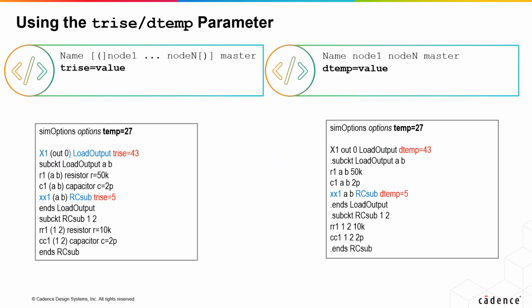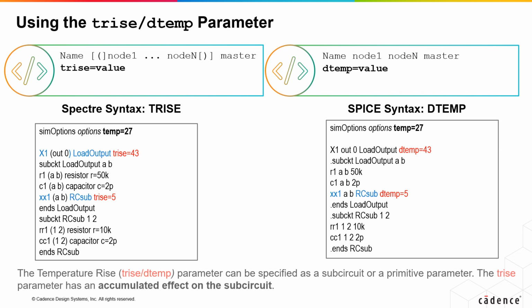Using the tRise or dtemp parameter. To an instance statement, you can specify the temperature rise parameter as a subcircuit or a primitive parameter. For Spectre syntax, we use tRise, and for Spice syntax, we use dtemp. This parameter has an accumulated effect for the subcircuit. In this case, we have the simulation temperature set to 27 using the temp parameter in the options statement.